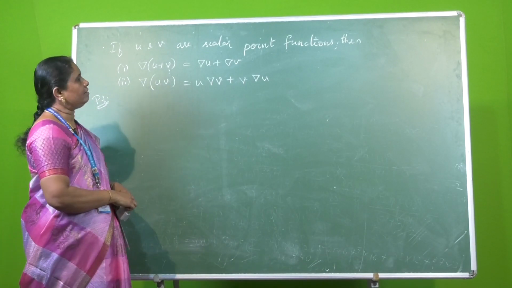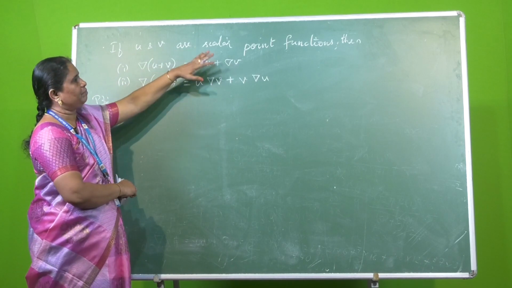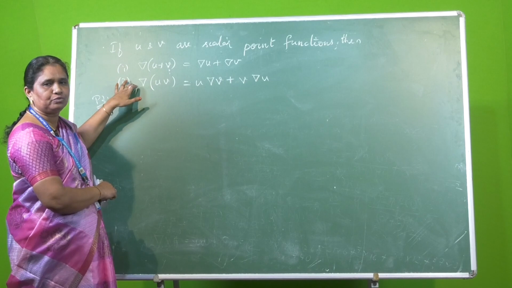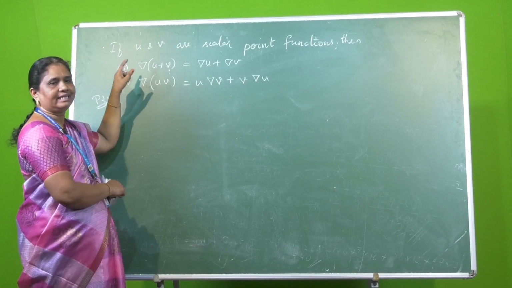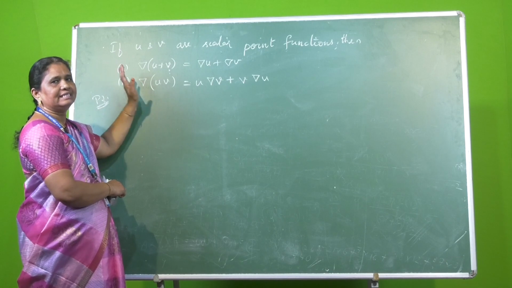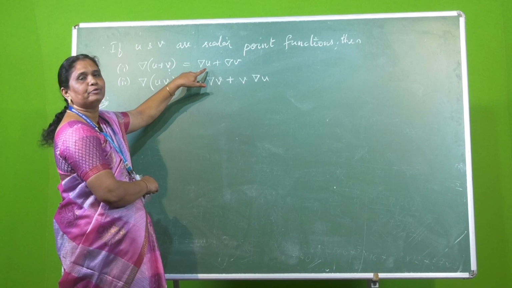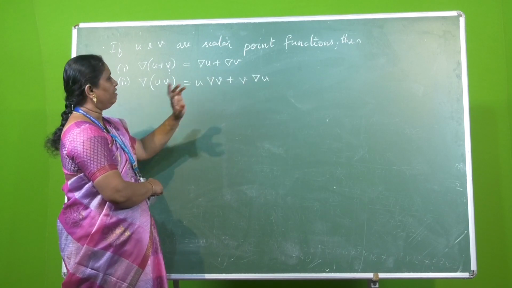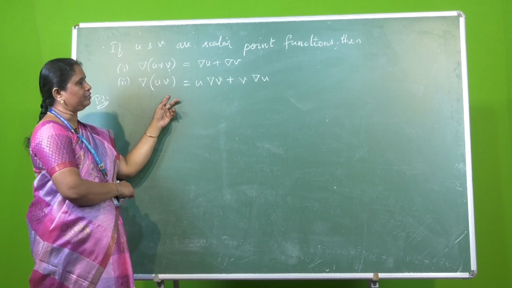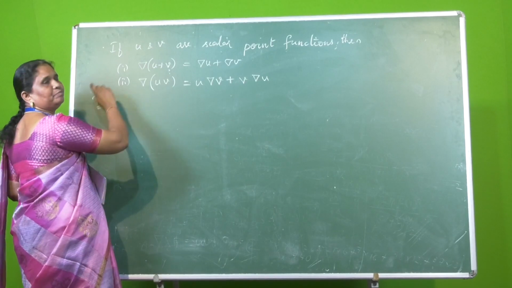This is the first set of formulas involving operator del. If u and v are scalar point functions, then we have to prove these two properties of del, that is del of u plus v. There is no dot product and cross product, simply del of u plus v, which we have to prove equals del u plus del v, and del of uv is equal to u del v plus v del u. So let us see the first proof.